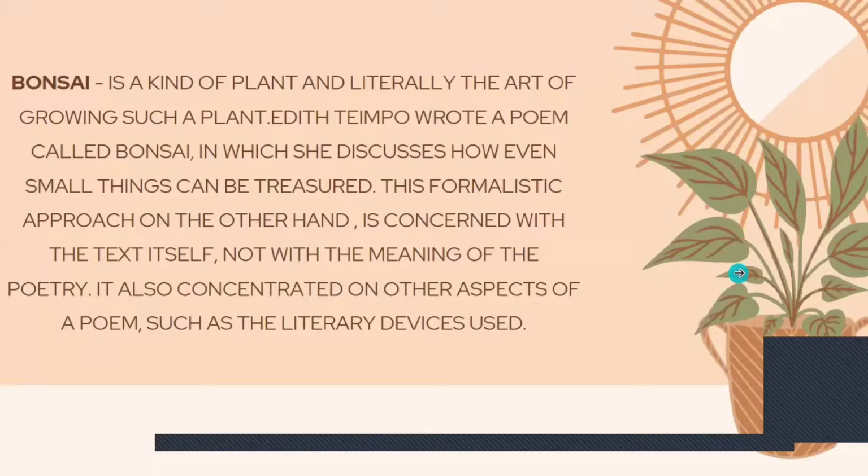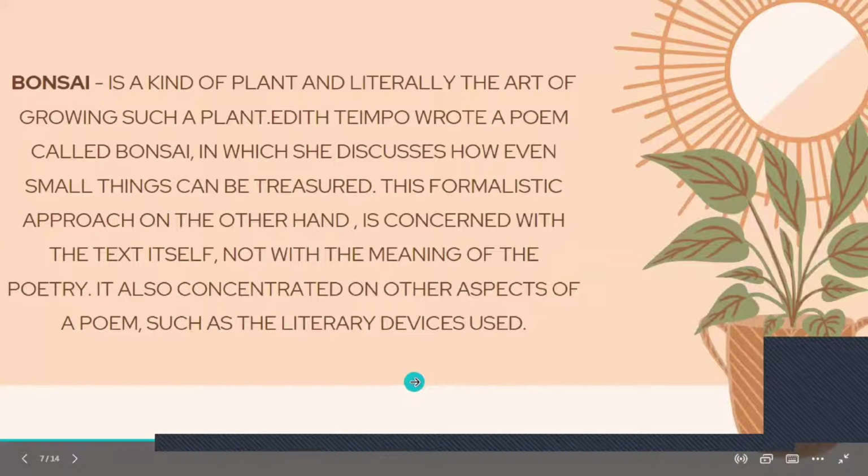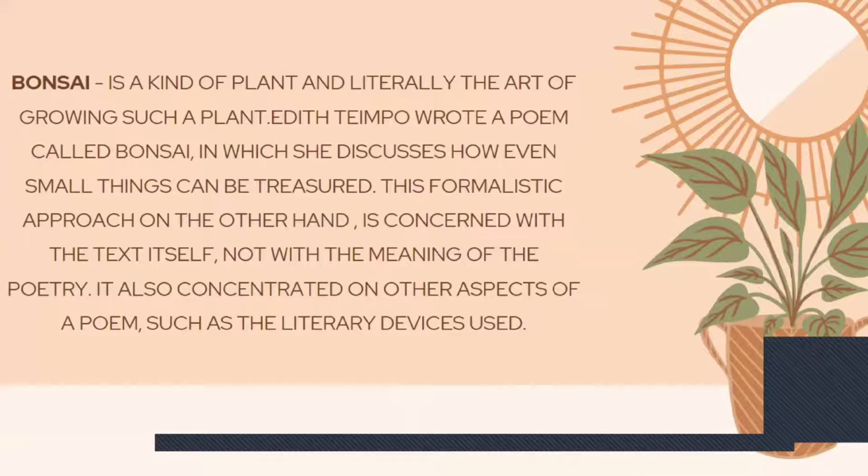Bonsai is a kind of plant and literally the art of growing such a plant. Edith Tiempo wrote a poem called Bonsai in which she discusses how even small things can be treasured. The formalistic approach, on the other hand, is concerned with the text itself, not with the meaning of the poetry. It also concentrates on other aspects of a poem, such as the literary devices used.